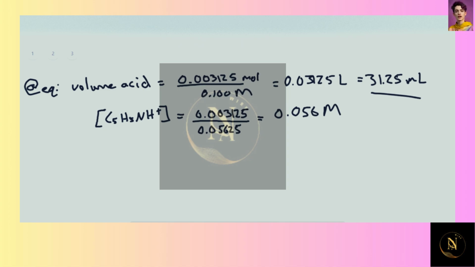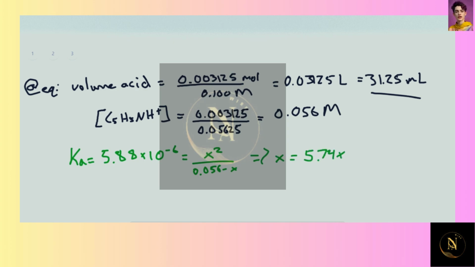So what we need to do is draw an ICE table where we set this as the initial concentration of the conjugate acid and then calculate X. Since we're familiar with ICE tables, as we've done several in this problem, I'll simply write Ka for the conjugate acid of pyridine equal to X squared divided by 0.056 minus X. So we solve for X, and X is equal to 5.74 times 10 to the minus 4 molar, and pH is equal to 3.24.